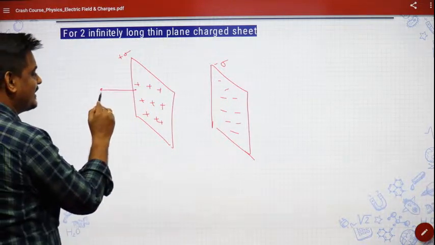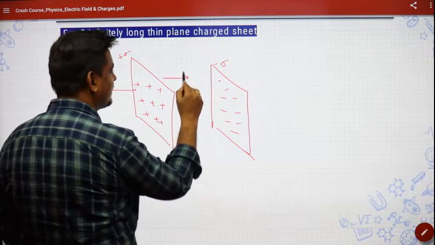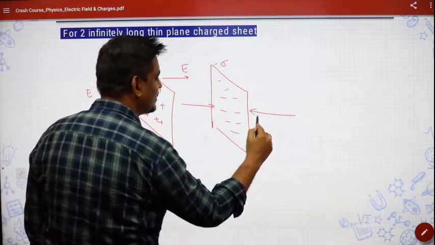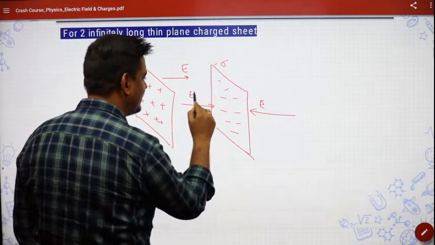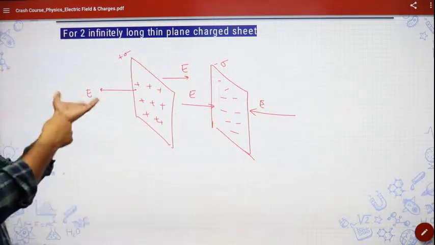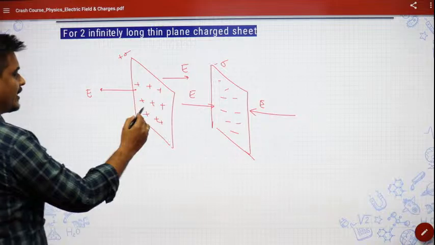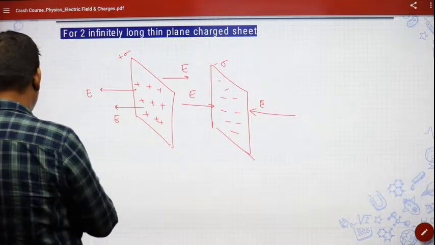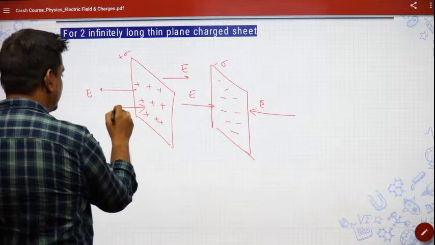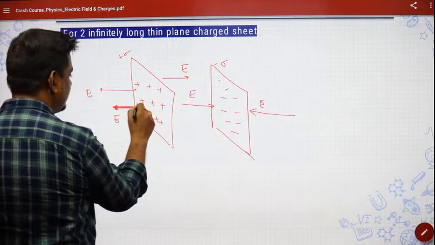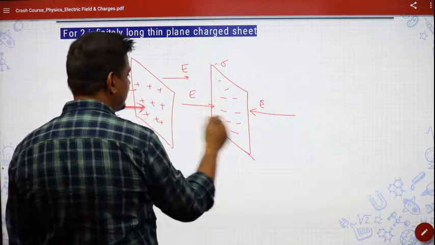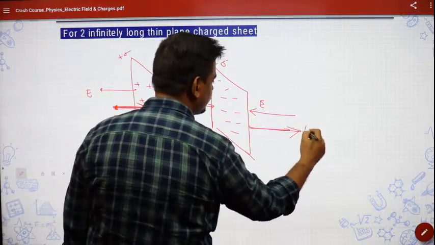So E will be acting in this direction, E will be acting in this direction. Since it is this thing, E will be acting towards the plate, that is E and E here. I'm not writing E1, E2 because it is the same sigma. So here also E will be coming, and I'm very sorry, E will be coming in this direction, isn't it? So E will be coming in this direction because for the negative side I'm talking, and the same way for the positive side, E will be going in this direction.